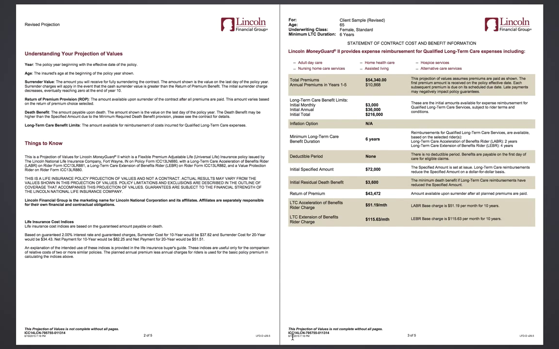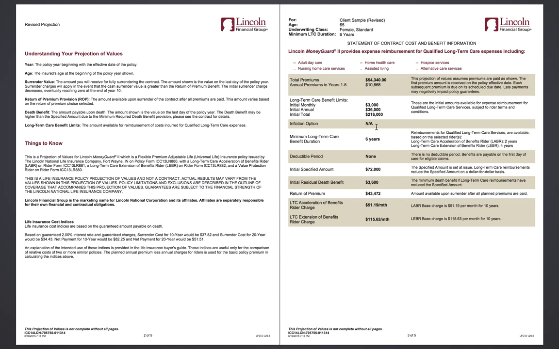Those are very self-explanatory. Page 3 is the statement of benefits, and you can see that we've got total premiums of $54,000. This is a 5-pay, so we're going to pay $10,868 a year for 5 years. This gets us $3,000 a month of long-term care benefits, $36,000 a year, and because we have 6 total benefit years, that's $216,000 total long-term care benefit pool available.